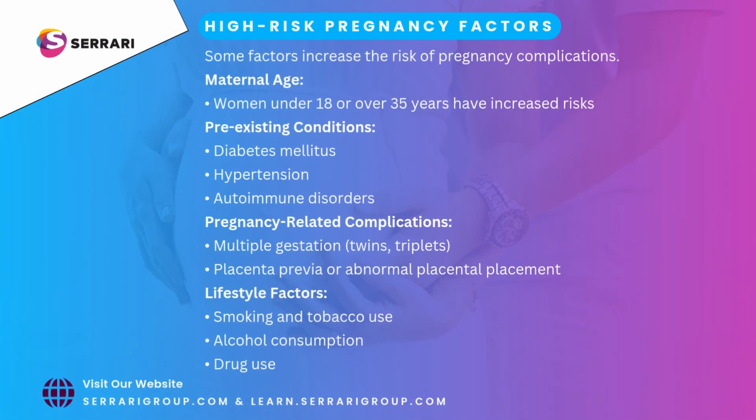High-risk pregnancy factors. Some factors increase the risk of pregnancy complications. Maternal age. Women under 18 or over 35 years have increased risks. Pre-existing conditions. Diabetes mellitus. Hypertension. Autoimmune disorders. Pregnancy-related complications. Multiple gestation, twins, triplets. Placenta previa or abnormal placental placement.